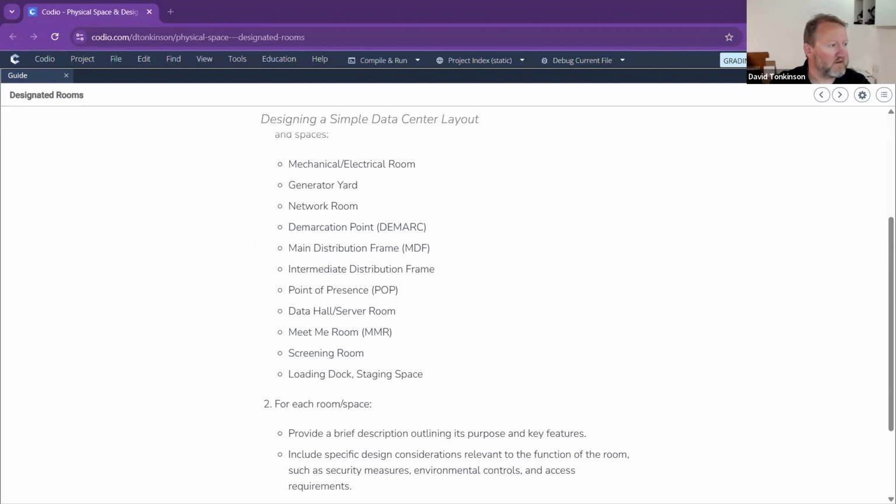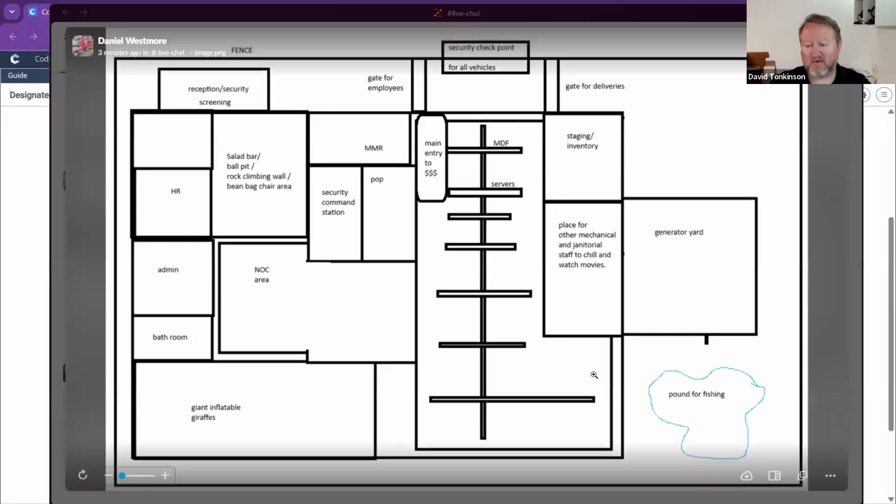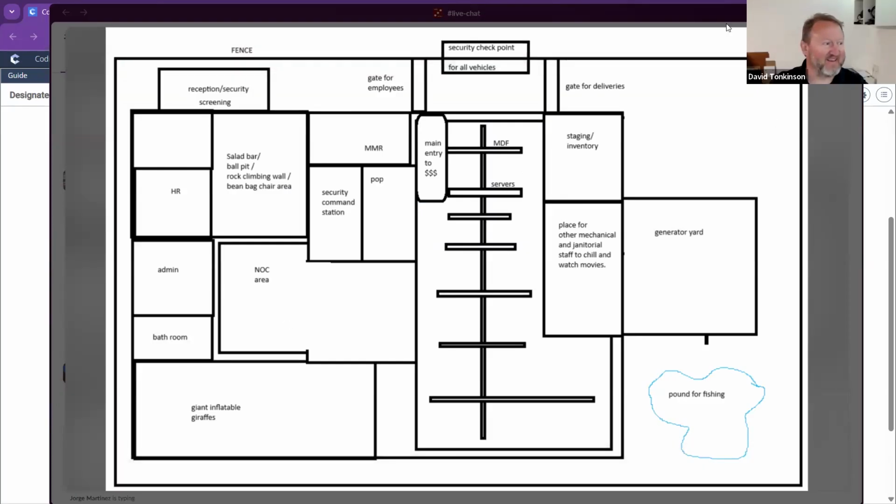Daniel Westmore looks like he's designed one before. He's done some fantastic drawing, Daniel. Pond for fishing, I like that on the bottom there. That's Daniel's there, he's got a pond for fishing. He's got a generator yard, place for mechanical, staging areas. Didn't put HR and admin in. I think you might have gone a bit too far there, but well done.